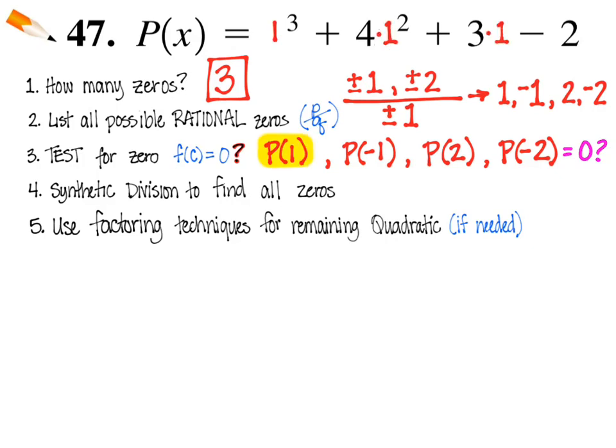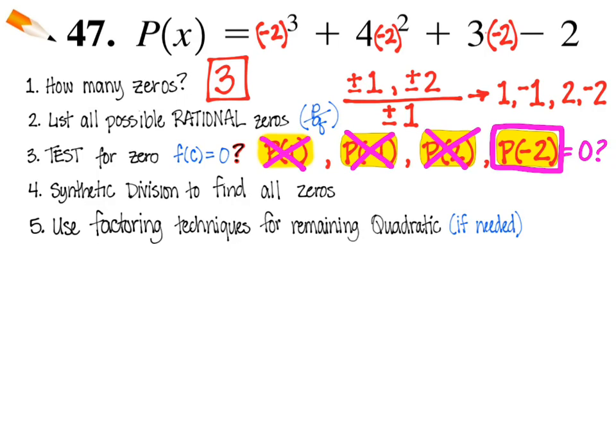And when we plug in 1, we don't get 0. When we plug in -1, we don't get 0. When we plug in 2, we still don't get 0. We're getting low on possibilities here. We plug in -2, and thankfully we get a 0. So at least one zero is a rational zero.